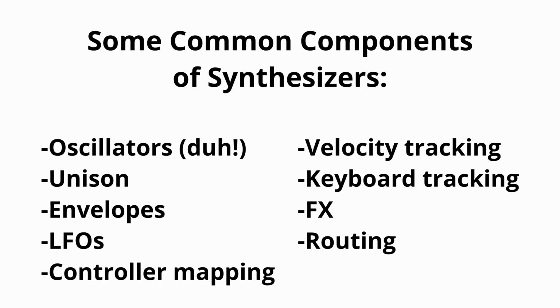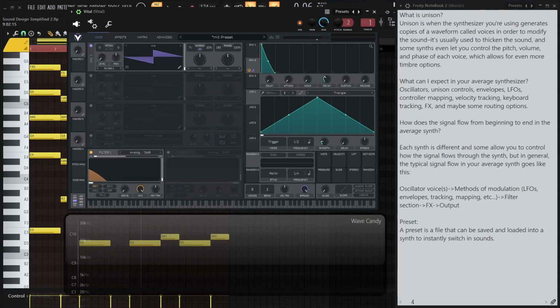So what you can expect in your average synthesizer is some combination of oscillators, unison controls, envelopes, LFOs, controller mapping, velocity tracking, keyboard tracking, effects, and maybe some routing options. Every synthesizer processes its signal in an order, and some let you change the order by allowing you to change the routing in the synth.